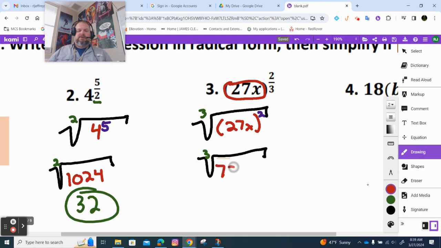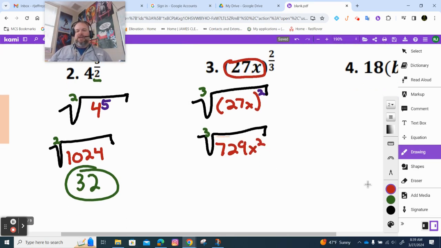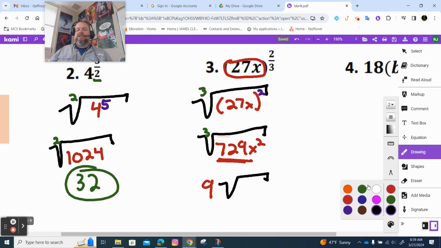This is 729 x squared. And we could take the cube root of this. And we get, yep, 9 goes on the outside of the house. Now, can you take the cube root of x squared? No. So guess what?